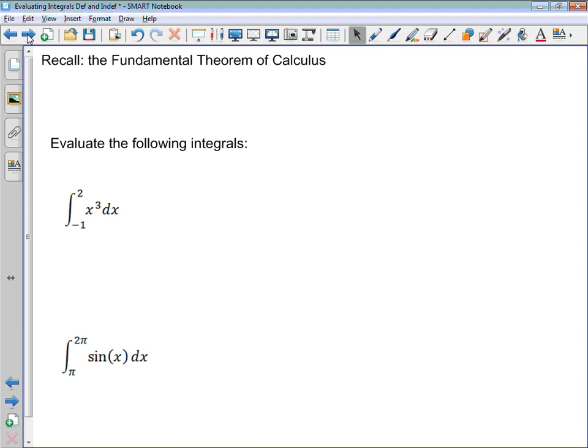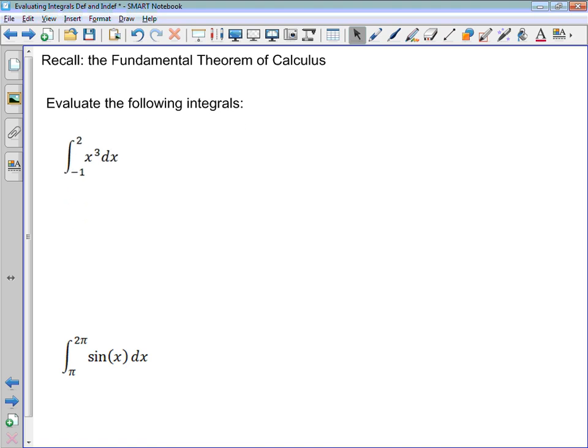Okay? So our first one here is pretty straightforward. It is the integral from -1 to 2 of x cubed. And the variable that we're integrating over is going to be x. That's what the dx is telling us at the end. So kind of like in differential calculus where we said we wanted to differentiate with respect to x, here we are integrating with respect to x.